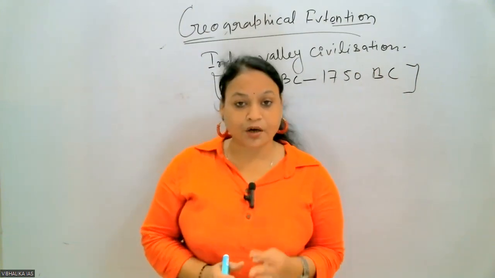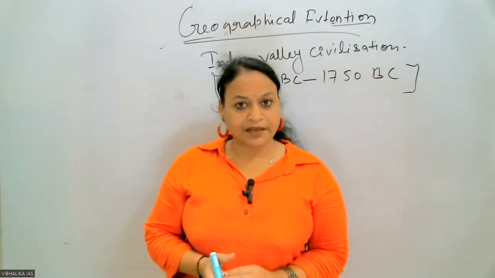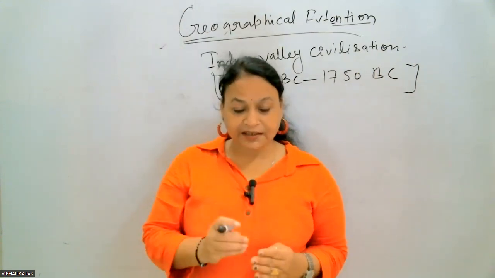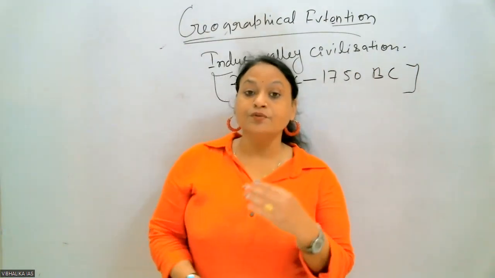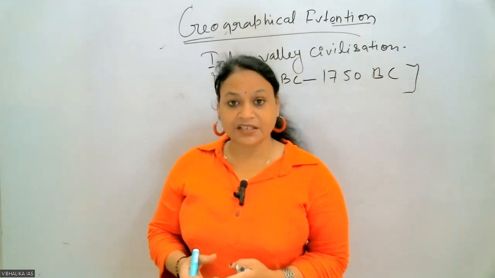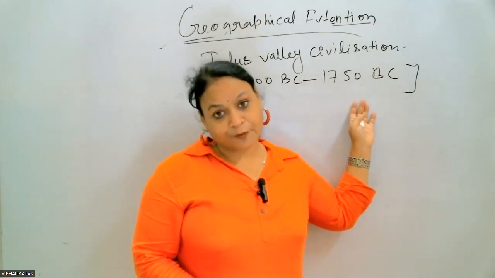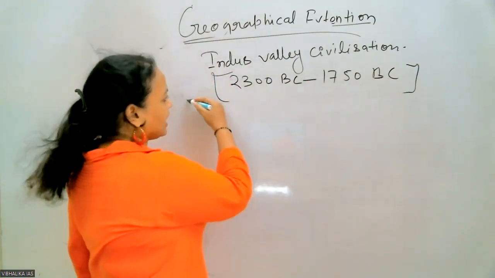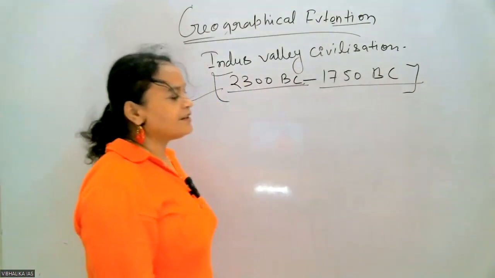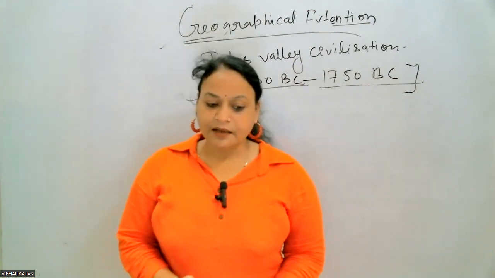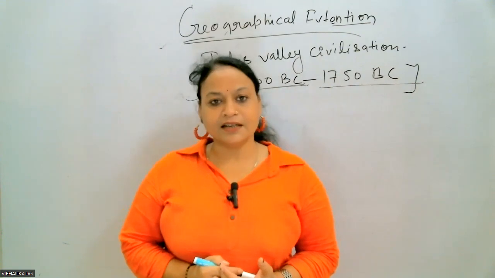Students, if they give the options, A: 2500 BC to 2000 BC, B: 2300 BC to 2000 BC, C: 2600 BC to 2000 BC, or D: 2300 BC to 1750 BC, your answer will be 2300 BC to 1750 BC, right? So I think you are able to understand the time period of the Indus Valley civilization.